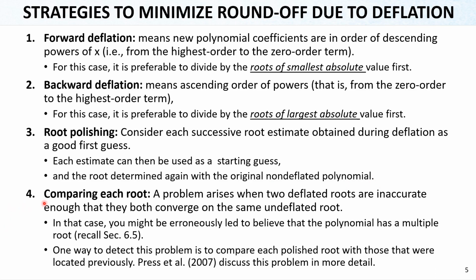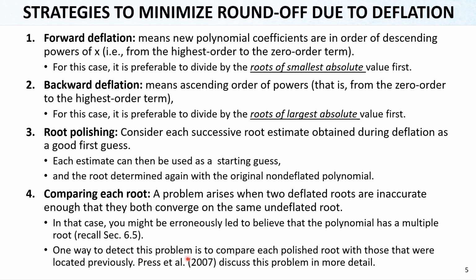The fourth strategy is comparing each root. A problem arises when 2 deflated roots are inaccurate enough that they both converge on the same undeflated root. In this case, you might be erroneously led to believe that the polynomial has a multiple root. Recall section 6.5, where we talked about multiple roots. So 2 roots converge to the same undeflated root. But this is wrong because there are actually no multiple roots. Because of the round-off error, it happens. So we need to detect this problem.